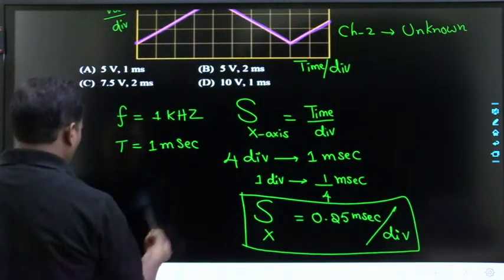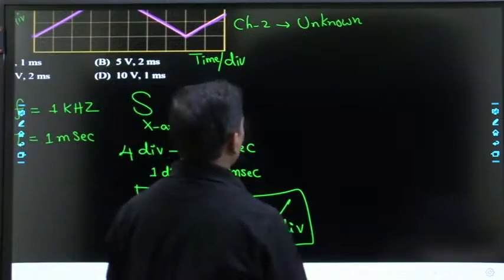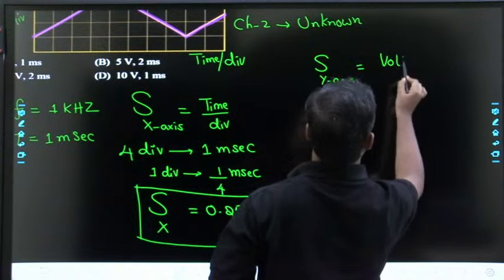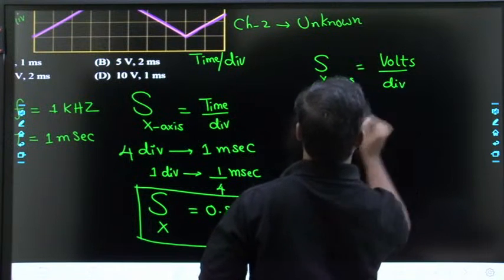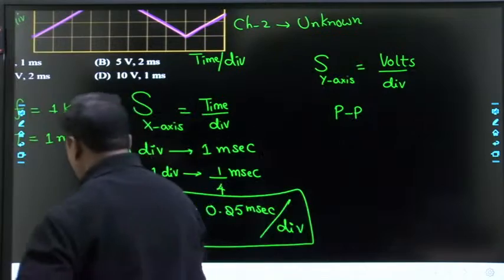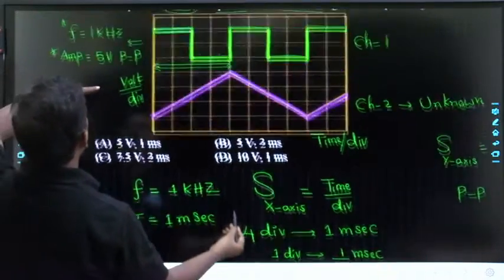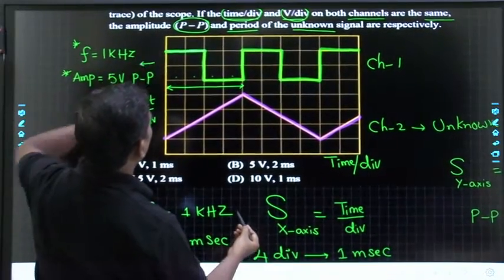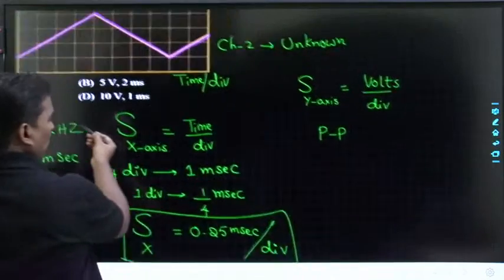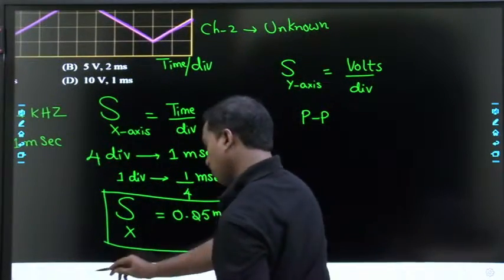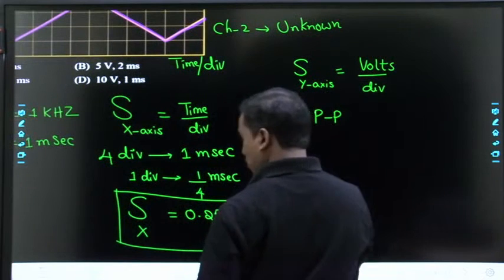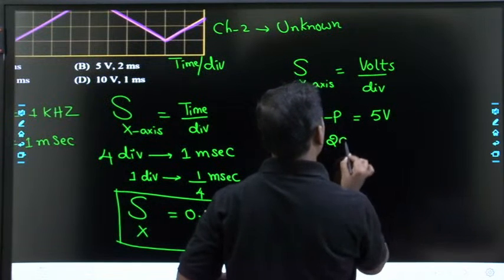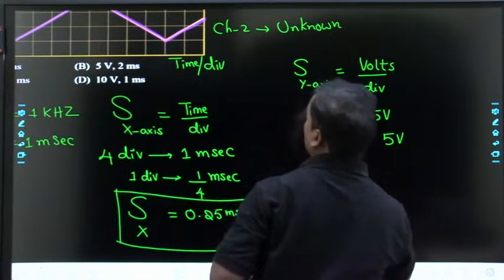What about sensitivity along the y-axis? Sensitivity along the y-axis is nothing but volts per division. If you see the peak to peak voltage, what is the peak to peak voltage, dear students? V peak to peak kitna hai? 5 volts. So how many divisions? 1, 2. Yes or not? Peak to peak will cover 5 volts. So 2 divisions are contributing 5 volts. Am I right? 2 divisions only na?